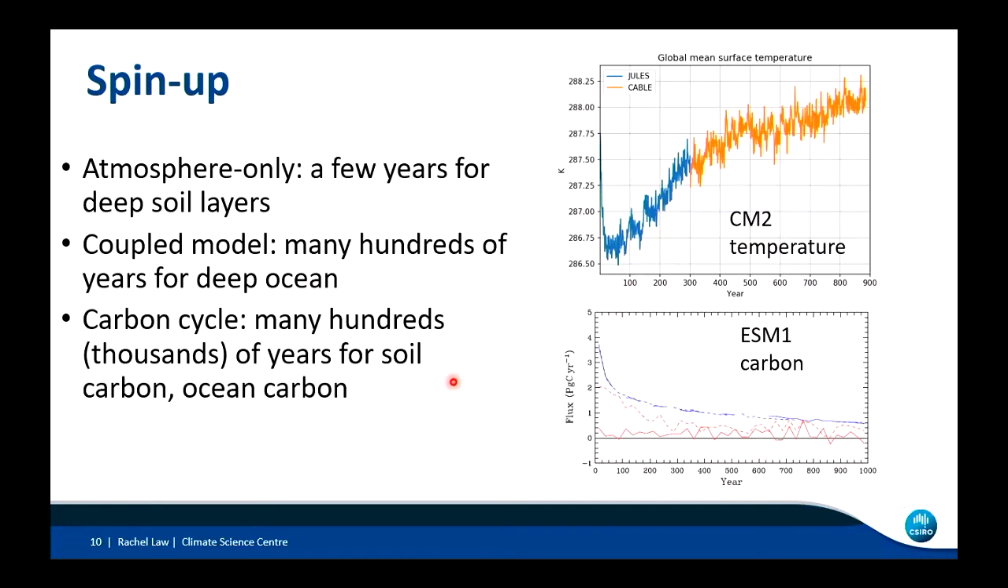The carbon cycle, again, takes a long while to equilibrate. Soil carbon, ocean carbon, hundreds or thousands of years. This shows in blue the ocean carbon. For the carbon cycle in equilibrium, you want to get down to zero is what you're aiming for here. Our land is pretty much there.